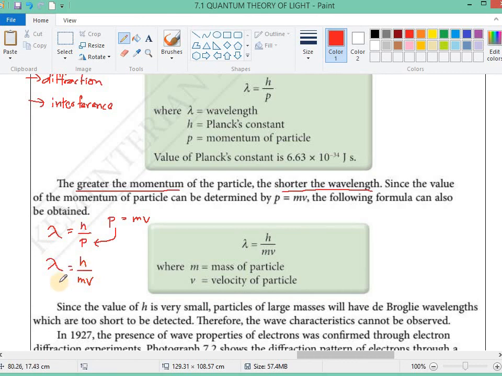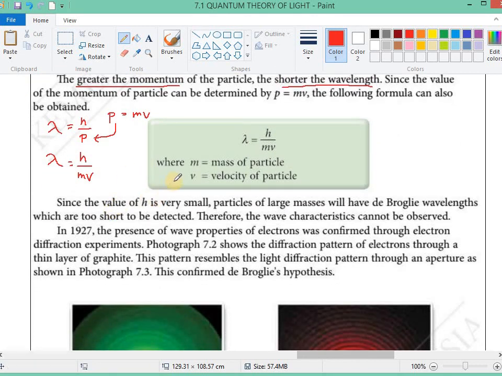So basically, we can calculate the wavelength if we know the mass and the velocity of the particle. Okay, and we can also calculate the velocity of the particle if we know the mass and the wavelength. Since the value of h, Planck constant, is a very small number, 6.63 times 10 to the power of negative 34. So that means 0.000...0663. Very, very, very small number.